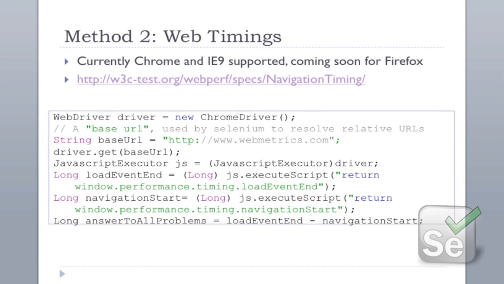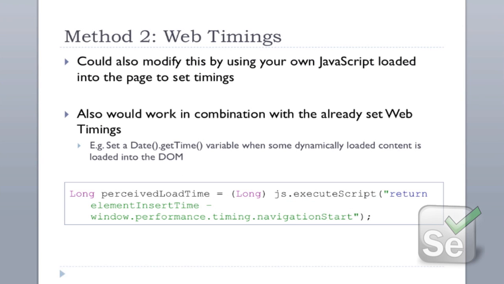You load up, in this case, webmetrics.com. And after that, execute the JavaScript to extract out the 2 timings you care about, or more. There's lots of different variables inside the web timing standard. So in this case, we just took the 2 endpoints, navigation start to load event end. The nice thing about this solution is it's very flexible.